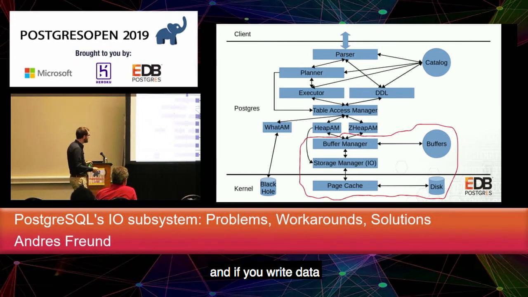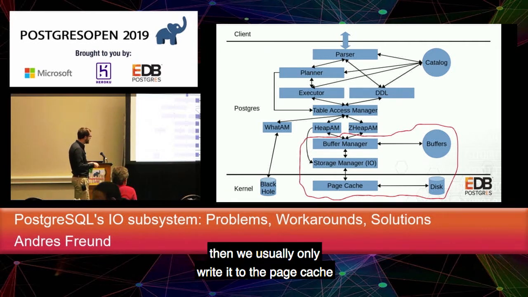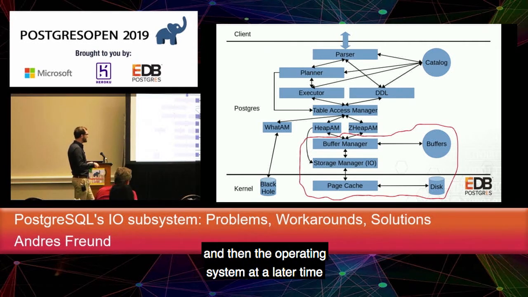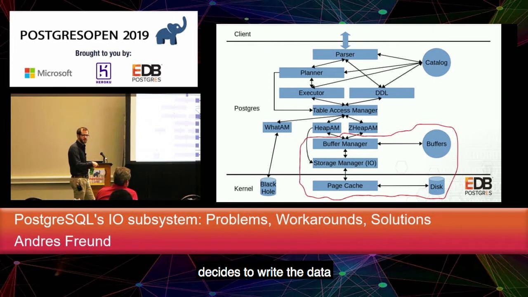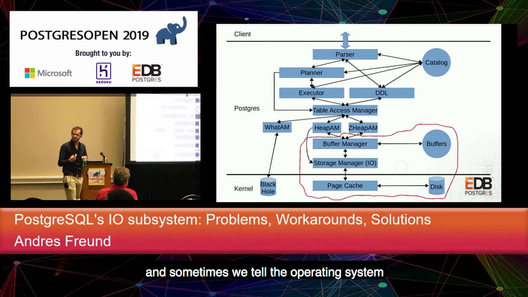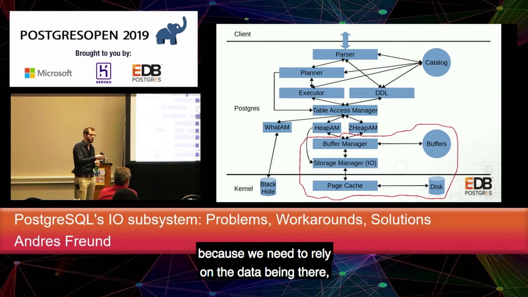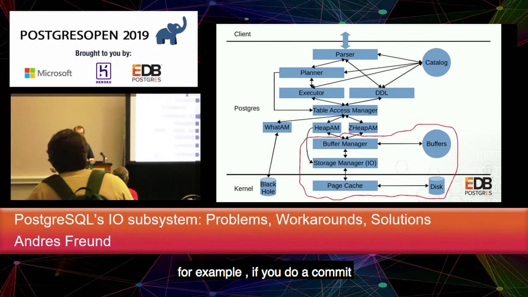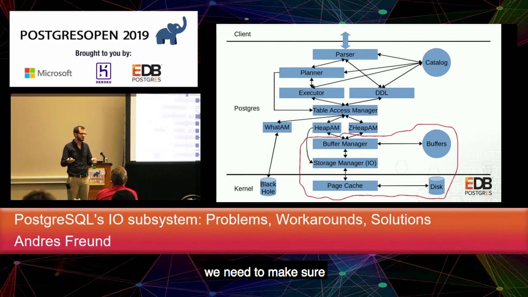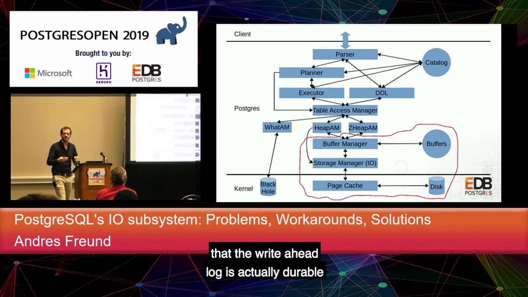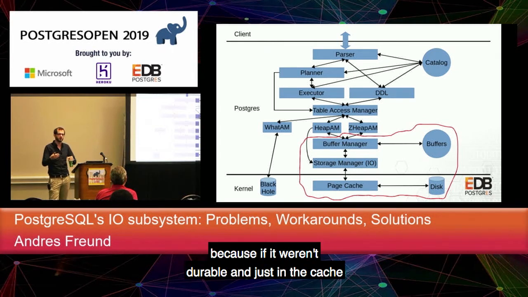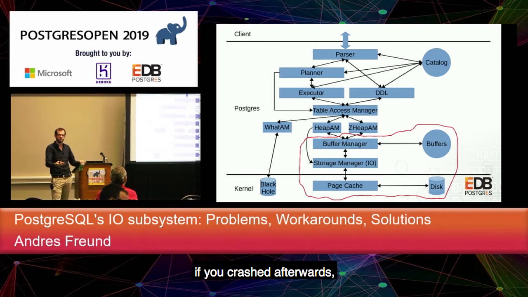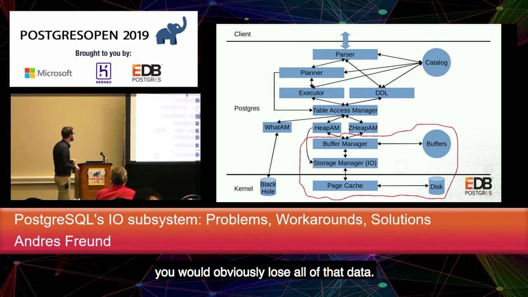If we write data, then we usually only write it to the page cache, and then the operating system at a later time decides to write the data from the page cache back to disk. And sometimes we tell the operating system, you need to write it back right now because we need to rely on the data being there. For example, if you do a commit after you've inserted, we need to make sure that the write-ahead log is actually durable, because if it were just in the cache and you crashed afterwards, you would obviously lose all of that data.